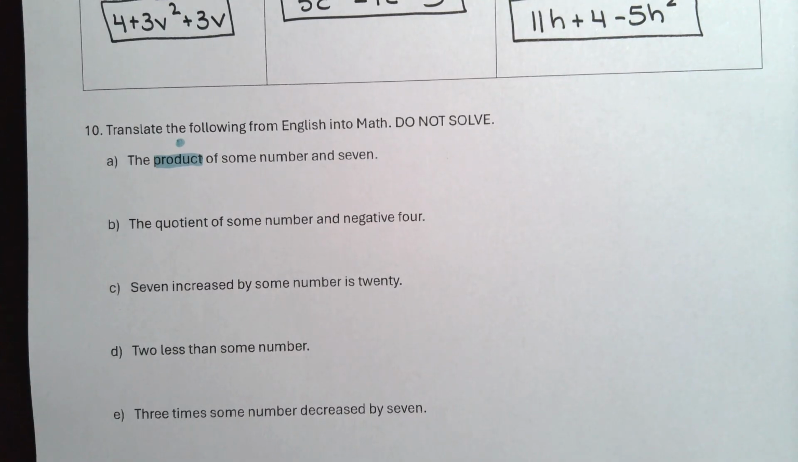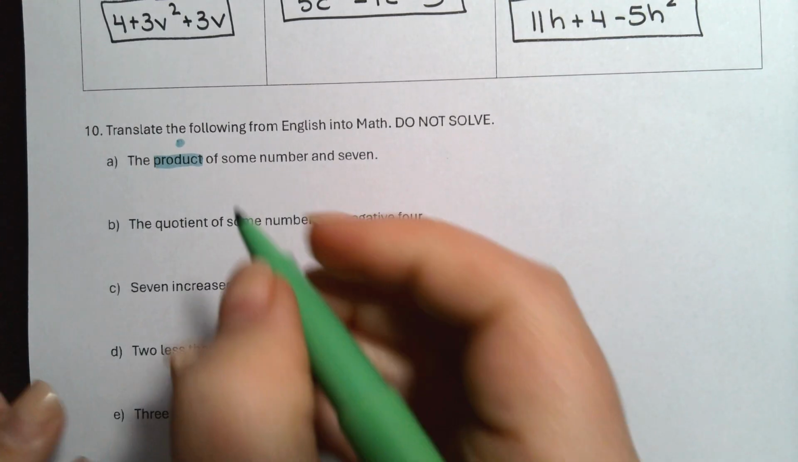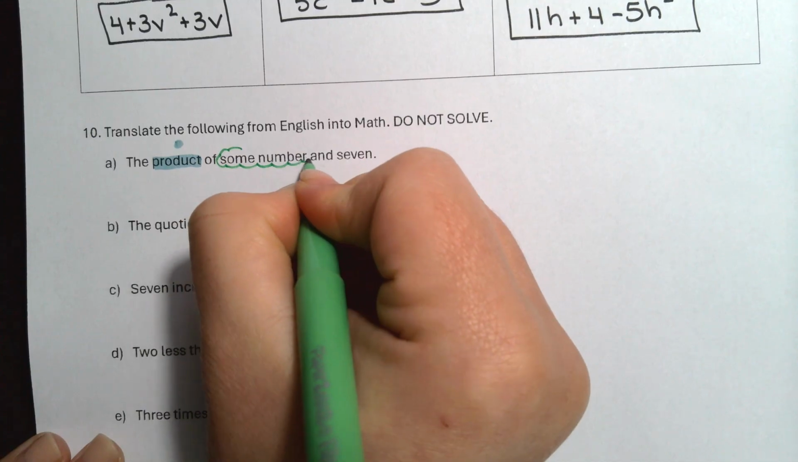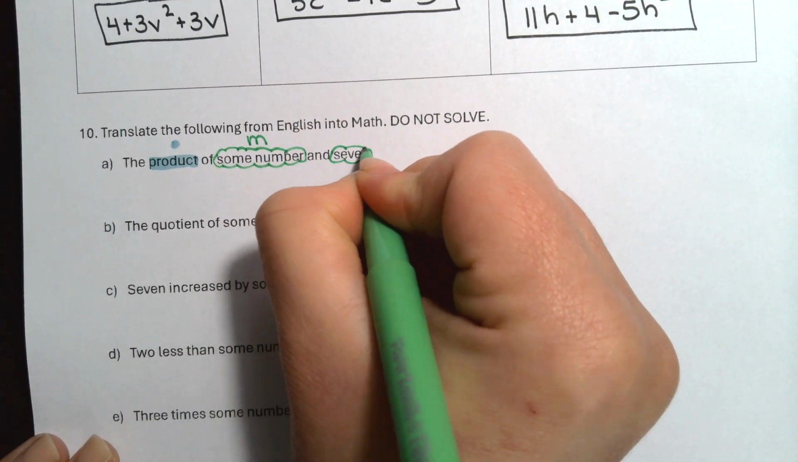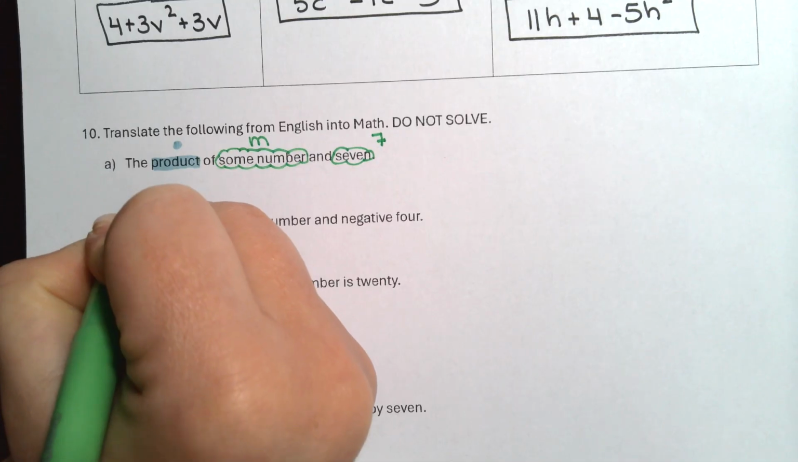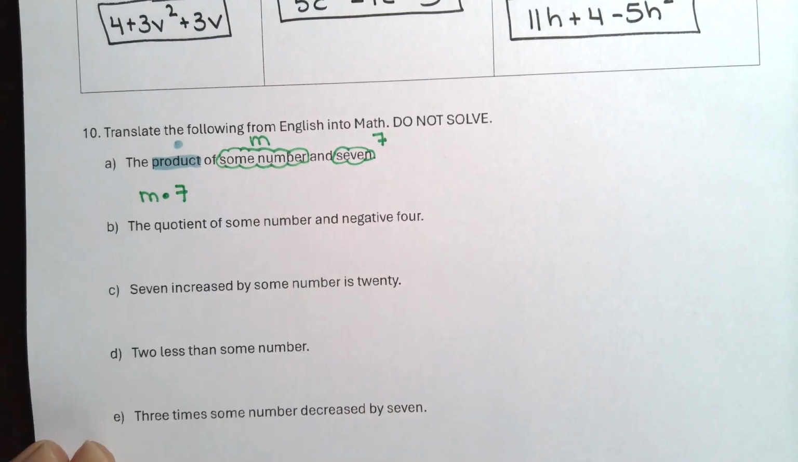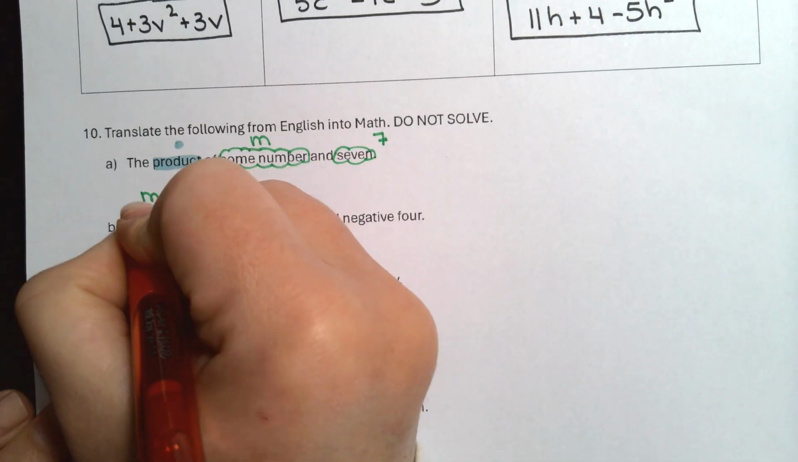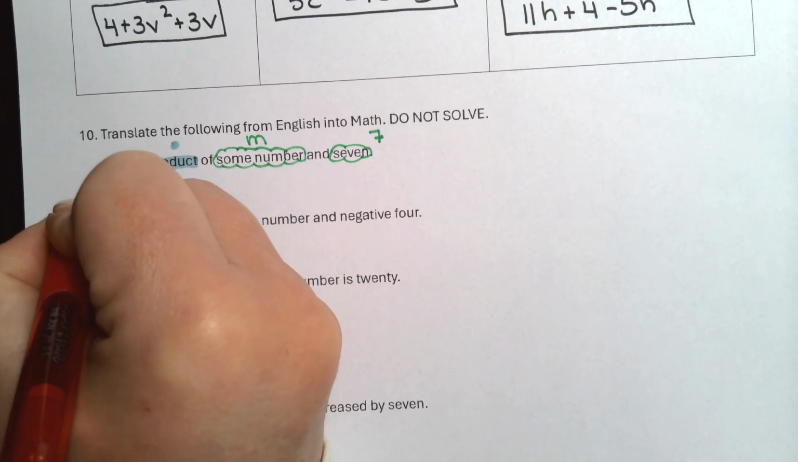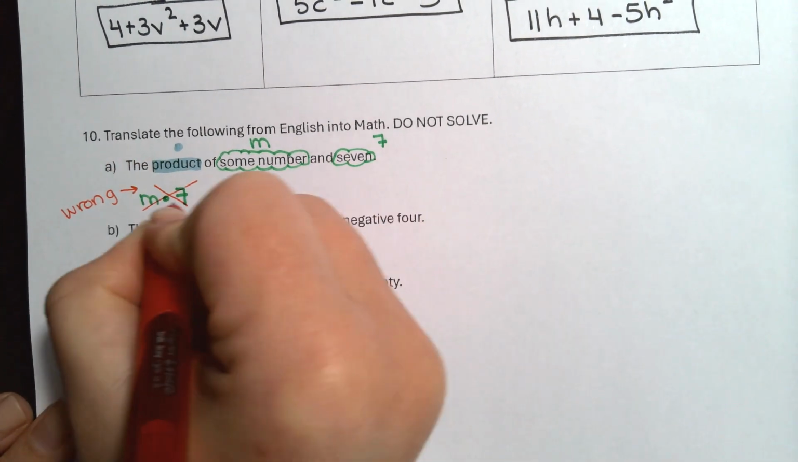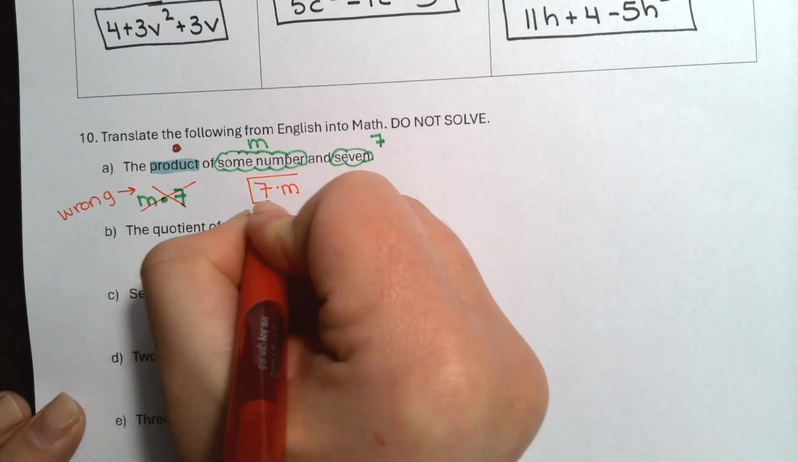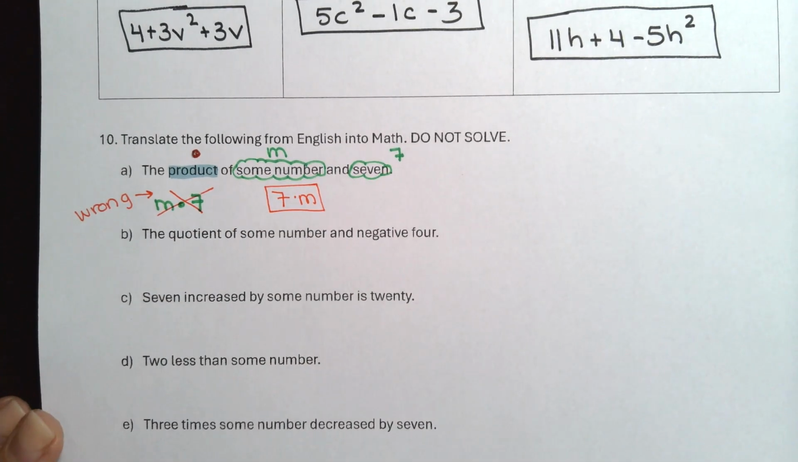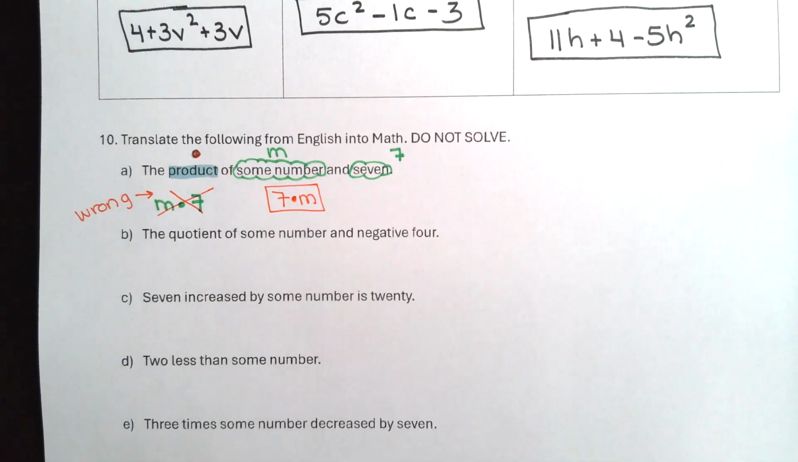Some number means that we actually have a variable, and a variable represents a letter. So let's use M and 7. So if you write M times 7, this is actually wrong. This is called a format error. So anytime you have product, you always have to write the number first and then the letter. Even though you don't see the word then, number then letter always with product.